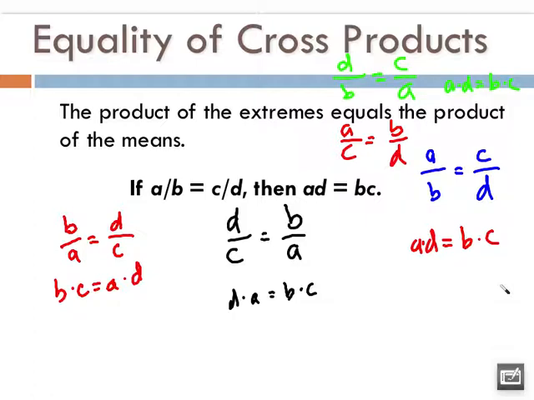Any others? Max? C over D equals A over B. Oh, switch the location again, using the commutative property again. Put them on the other sides of the equal sign. Okay? Anything else?